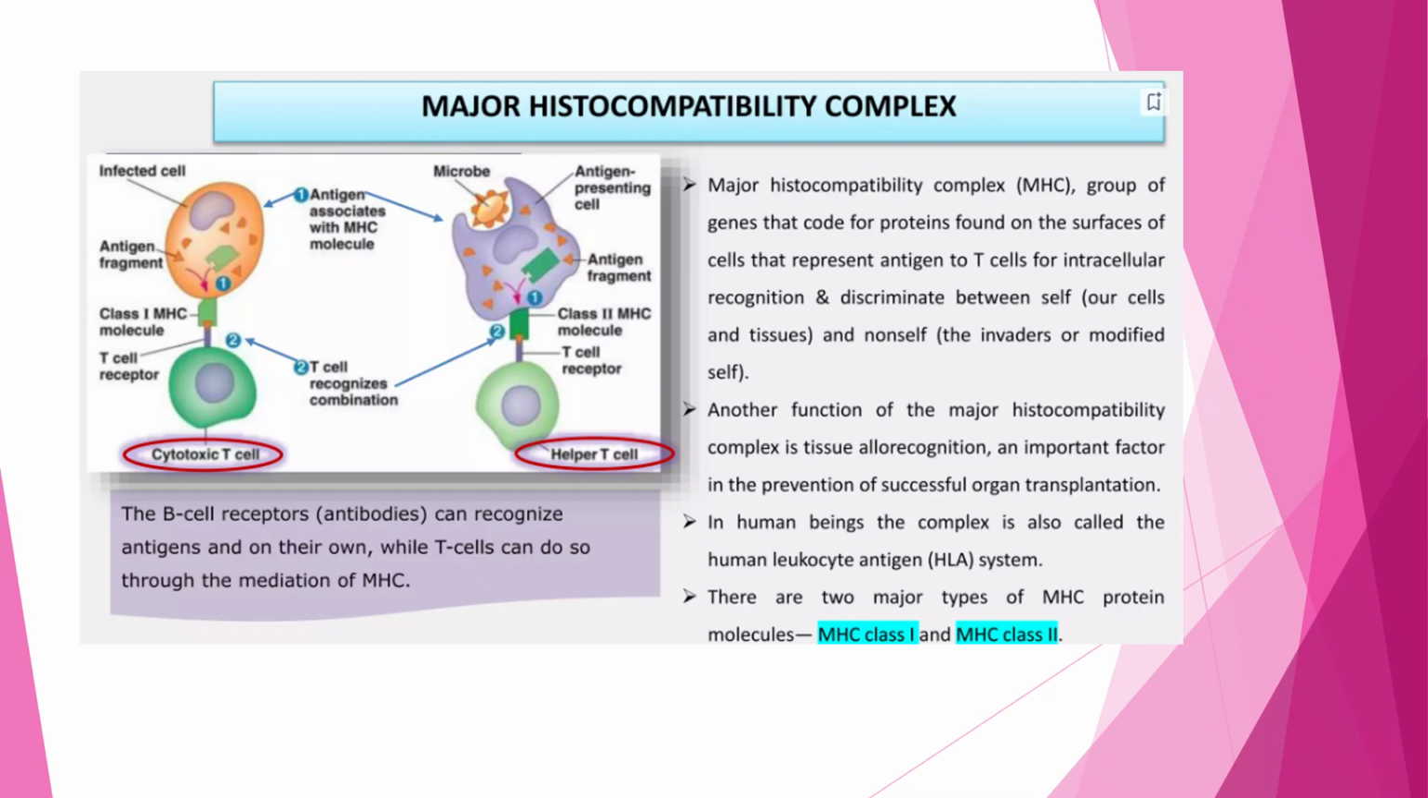But T cells have no ability to identify or recognize the antigen on their own. So whenever an antigen enters our body, it will come and bind with a protein called MHC. Once the antigen is bound with the MHC, the T cells can come and attack the antigen. That is the main function or purpose of MHC in our body.